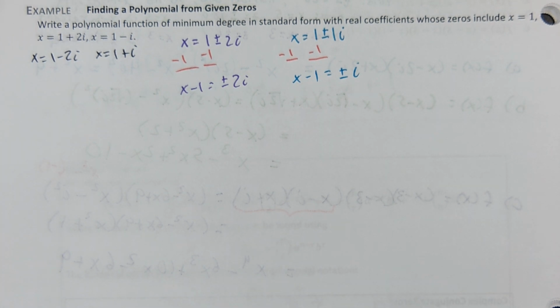And when you square an imaginary number, your result is always a real number. Always. Not a complex number. When you square an imaginary number.